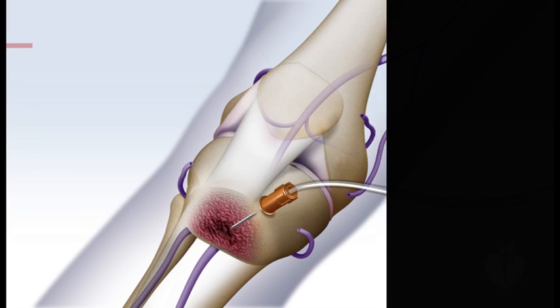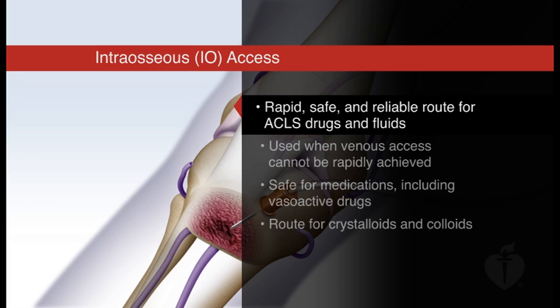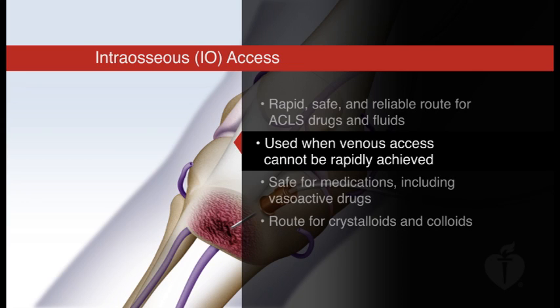Intraosseous, or IO, access can serve as a rapid, safe, and reliable route for the administration of drugs and fluids when peripheral venous access cannot be rapidly achieved. The IO route provides access to a non-collapsible venous plexus, which is especially useful during resuscitation.